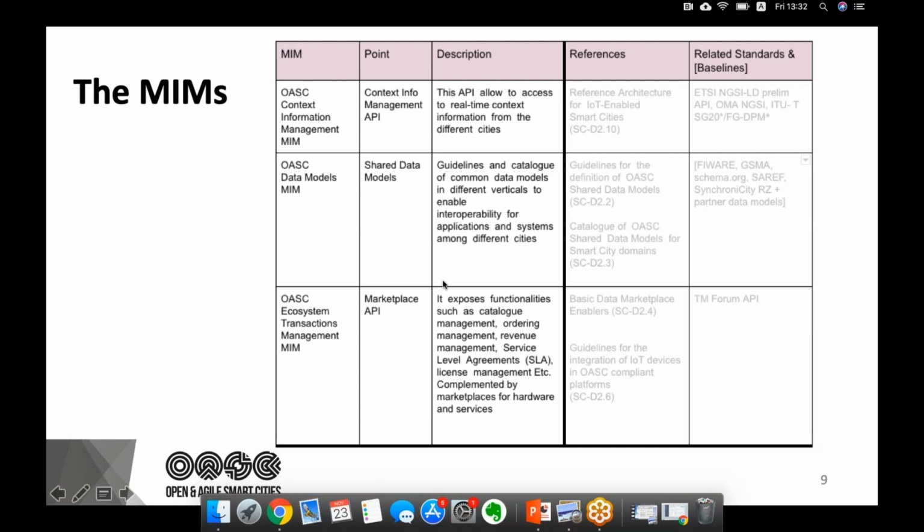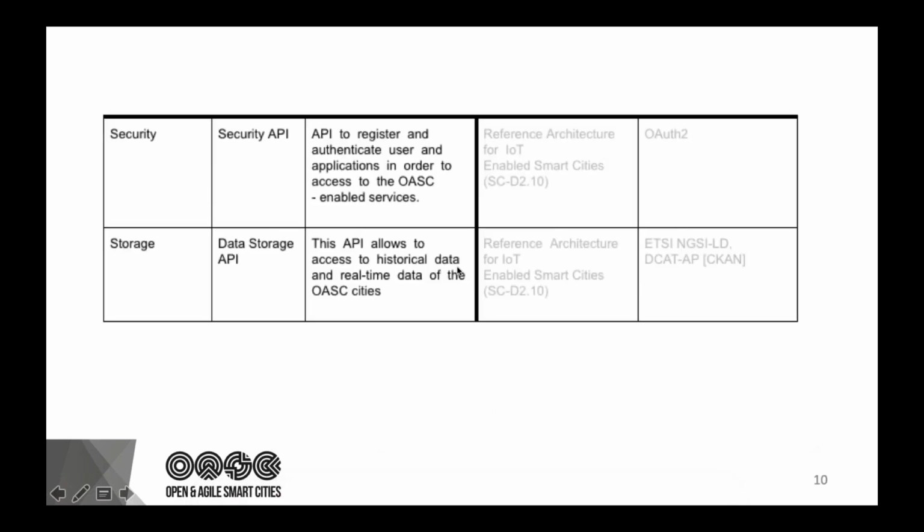So those are the three key MIMs. And then we also have MIMs of lesser importance, or at least not as critical. Two infrastructure MIMs, or stuff you need anyway. That's the security MIM, where the interoperability point is a security API, and that registers and authenticates users and applications in order to be able to access OASC-enabled services. It's a user authorization system that has a reference implementation also in Synchronicity and is based on the OAuth 2 baseline.